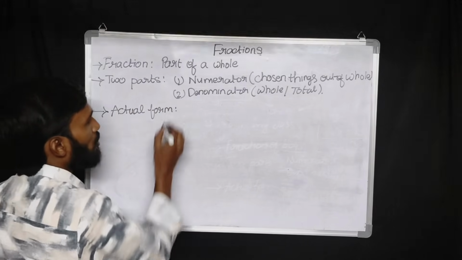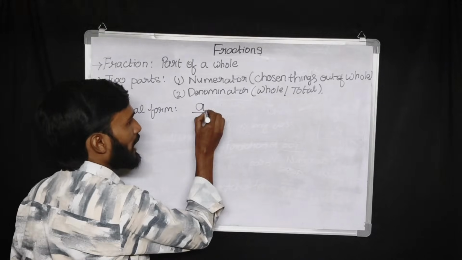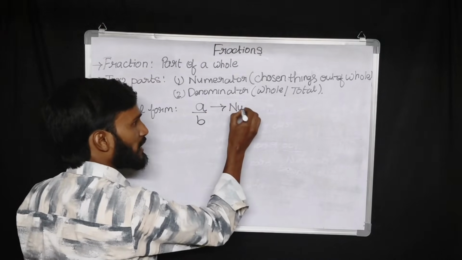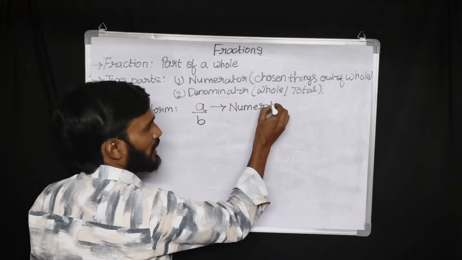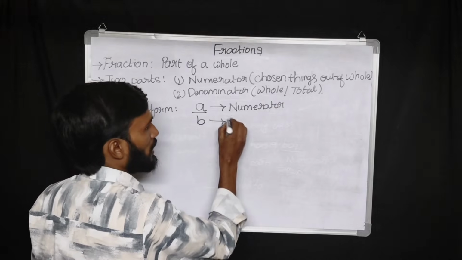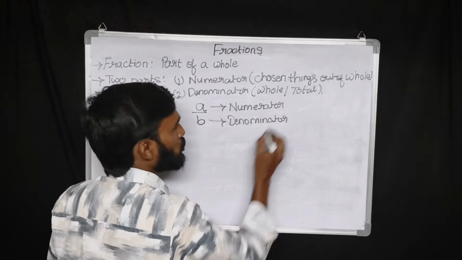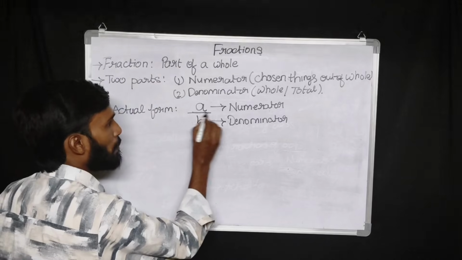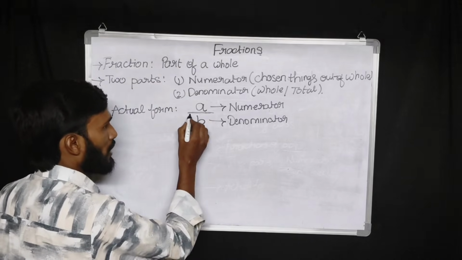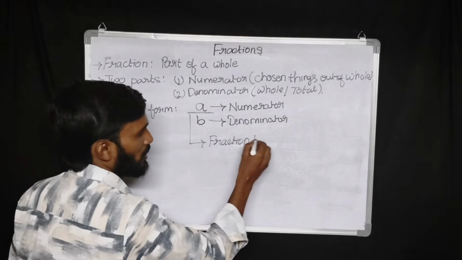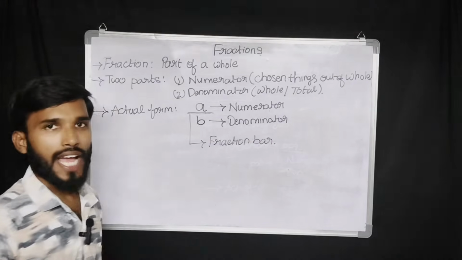Now next we have the actual form of the fraction that can be written as a by b. The upper part is called the numerator, the lower part is called the denominator. And if you see, there is a line between the upper part and the lower part, and this line is called the fraction bar.